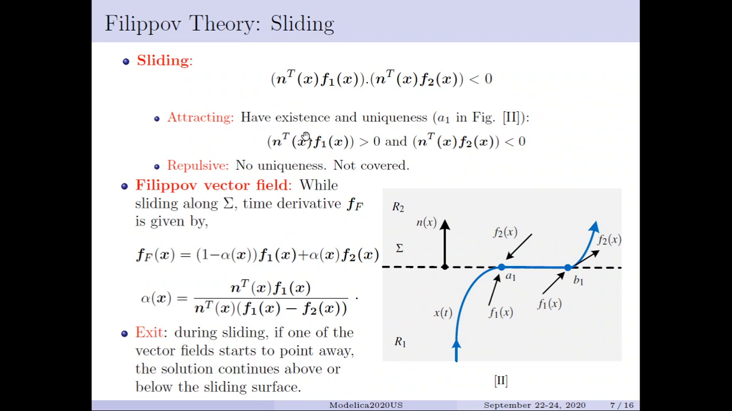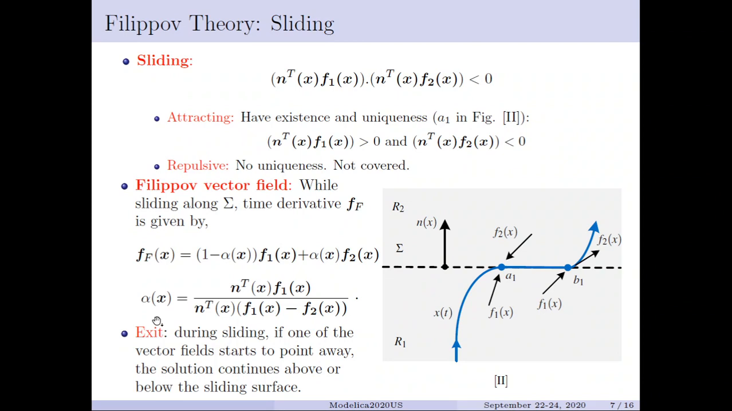Now, the sliding also can be repulsive, but we do not consider or address the repulsive sliding in this work. While sliding across the sliding surface, the vector field is given by this equation, and this is known as the sliding vector field. Now, during the sliding, if one of these two vector fields starts to point away, then the solution can continue above or below the sliding surface, and these are known as the exit conditions.